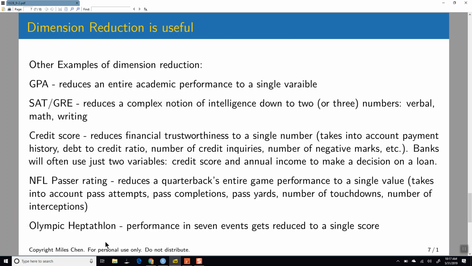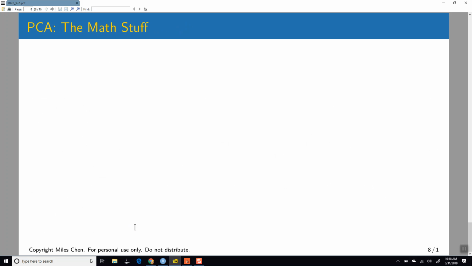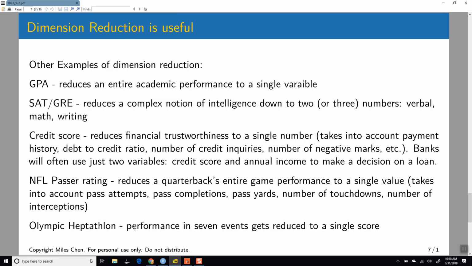Or other things, like in the Olympics, you have the decathlon and heptathlon, where athletes are competing in several events, and we're reducing them down to a single number so that you can rank them from gold, silver, bronze, and so on. Okay, so that's the idea of dimension reduction.